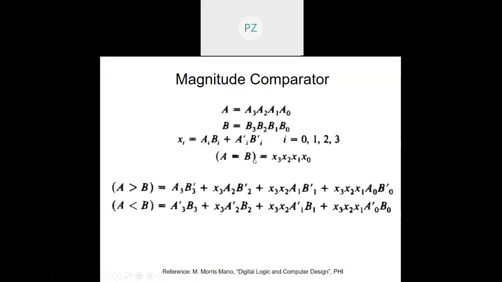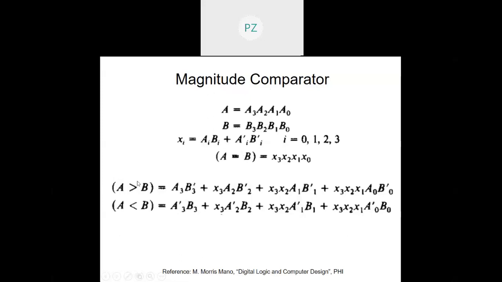So A equal to B is pretty straightforward, right? We just have to AND the exclusive NOR of the corresponding bits, and the exclusive NOR of the corresponding bits is going to tell you whether the two bits are equal or not. If there is a single pair of corresponding bits which are not equal, then that particular xi will come out to be 0. And if any xi comes out to be 0, the entire comparison will come out to be 0. That means A is not equal to B, if there is a single bit which doesn't come out to be equal. Okay, so that is one condition.